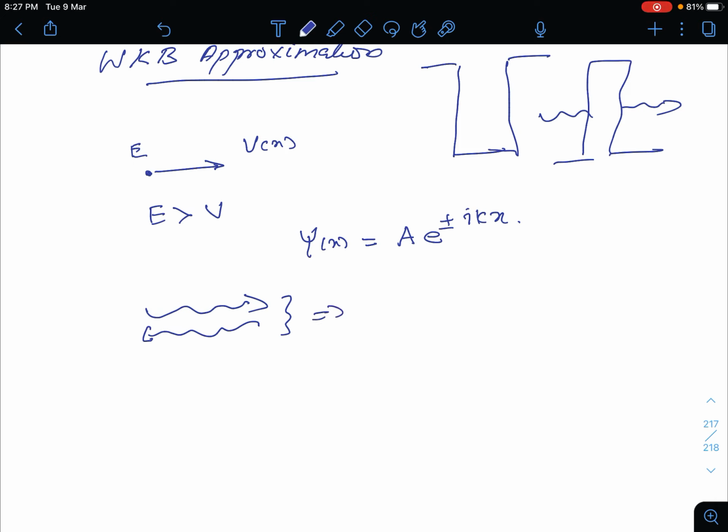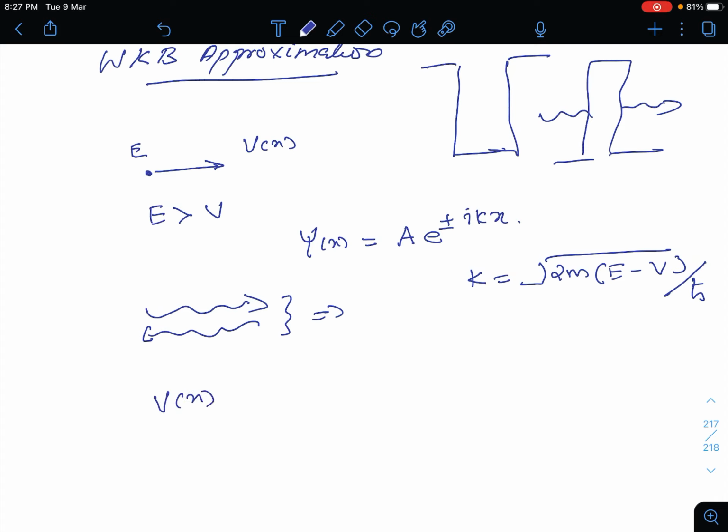Usually the wave function is a superposition of these two waves. Here k is, as you know, simply root of 2m(E minus V) by h cross. So this is the thing. Now comes the question. These are familiar ideas for you. Now suppose V of x is not a constant.